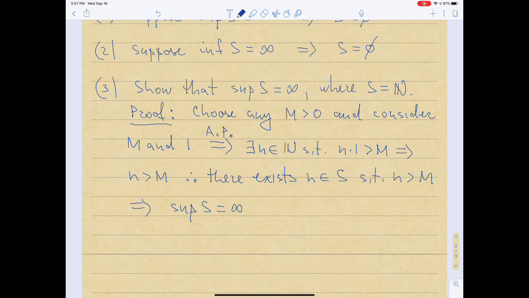All right, and in the next lecture we're going to do a couple more examples of this, and we also prove one important theorem about infinite suprema of sets.